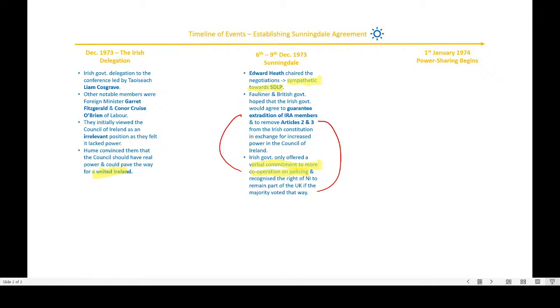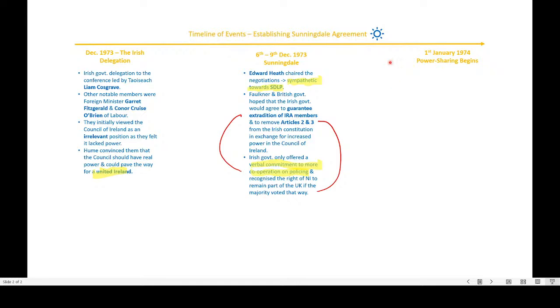I suppose it's important to note there that Article 2 was the famous article from the 1937 Irish Constitution that described the island of Ireland as the national territory, essentially laying claim to Northern Ireland, even though Northern Ireland had been established under the Government of Ireland Act. So if we look to the 1st of January 1974, this power sharing executive begins.